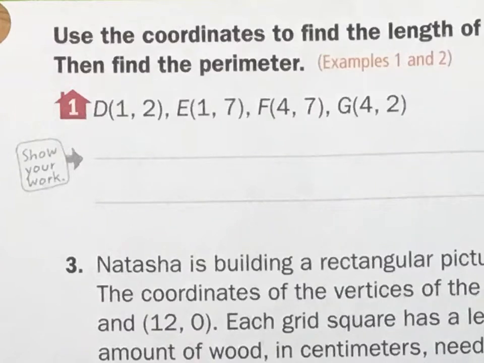This is the independent practice for 9.5. Alright, we're going to take some coordinates and find the perimeter. So what we want to do is find D to E. D to E equals... I find the one that's the same, so each x is 1. Then I look at the y. The difference between the y is 5. So there's my length. From D to E is 5.